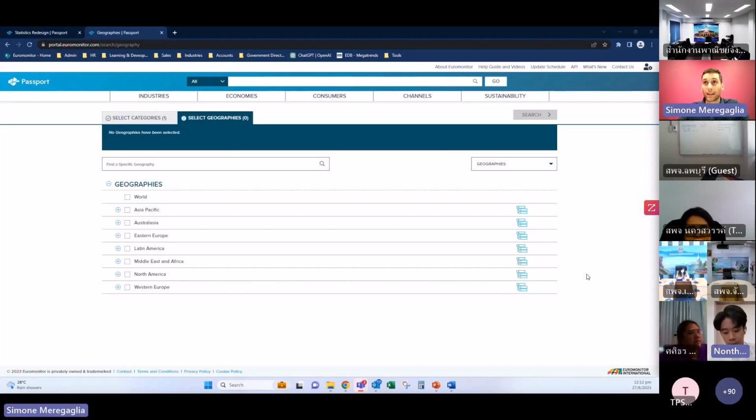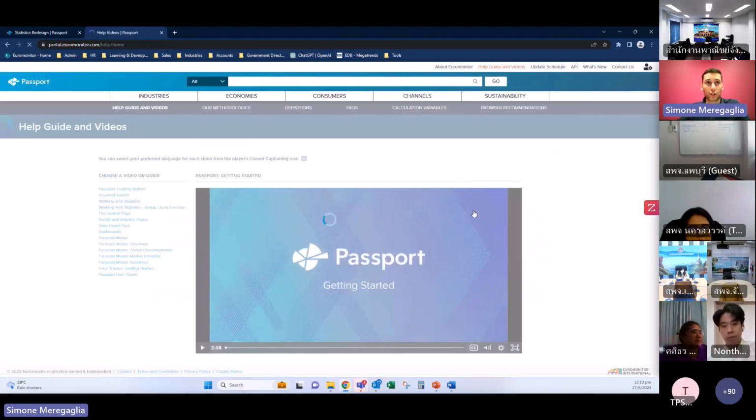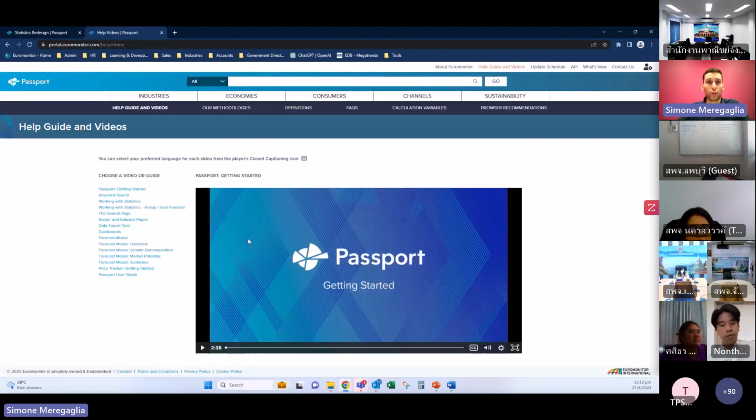Another way is you go here and there is help guide and videos. So if you click on help guide and videos, here there are a few short videos that show you how to use Passport, that show you how to search by keyword, how to work with statistics, how to export data, etc. So this is supposed to be a library that tells you how to use the platform as best as you can. But I will also send you the manual in my email.